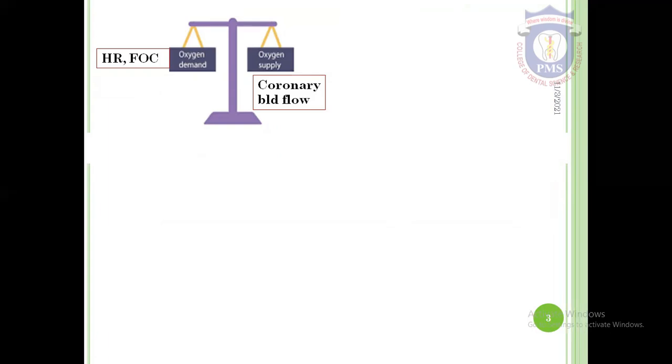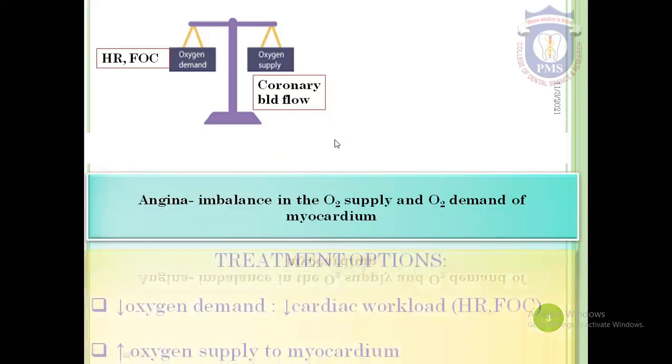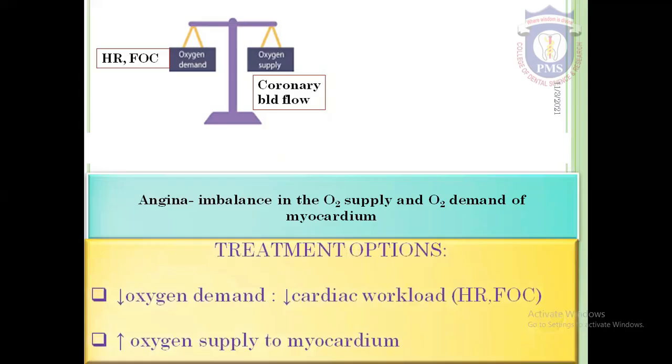Normally, there is a balance between oxygen demand and oxygen supply. The oxygen demand is met by the heart rate and force of contraction, and the oxygen blood supply is maintained by coronary blood circulation. In case of angina, there is an imbalance in the oxygen supply and oxygen demand of the myocardium.